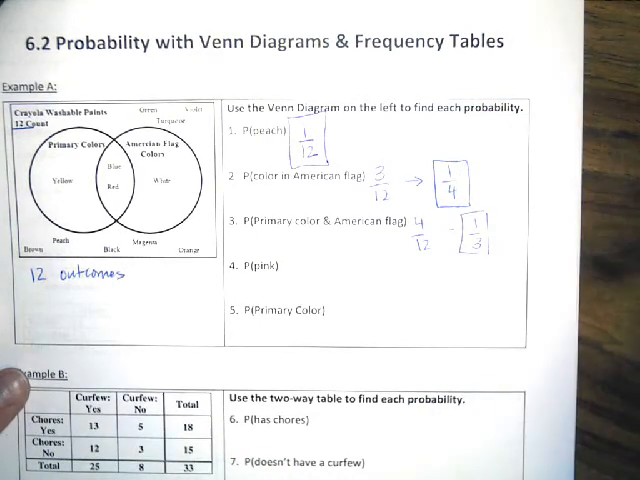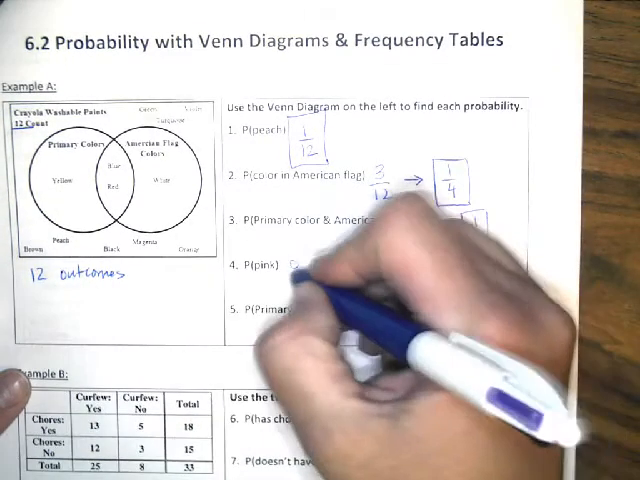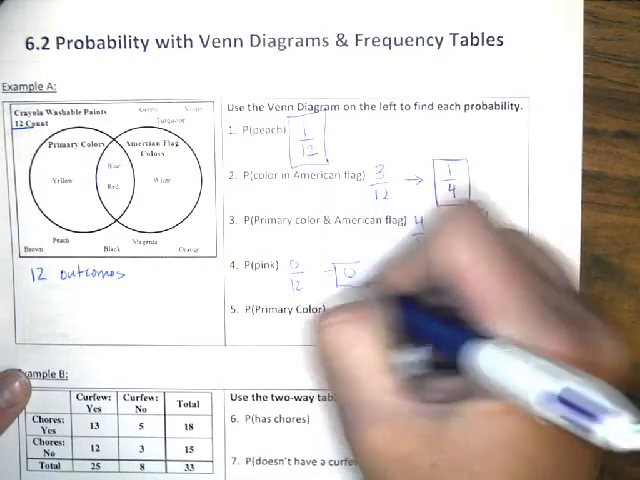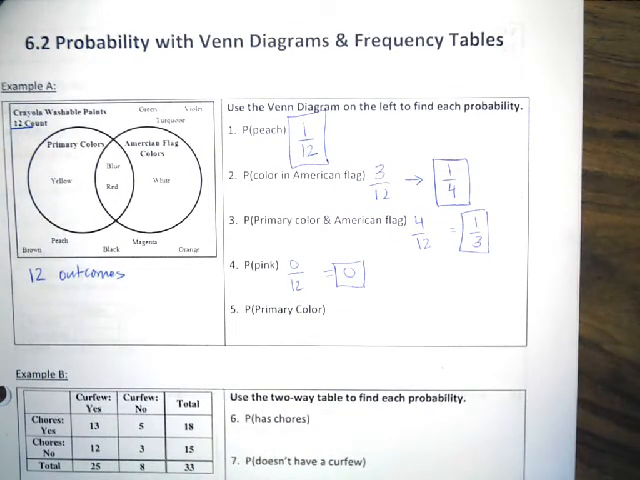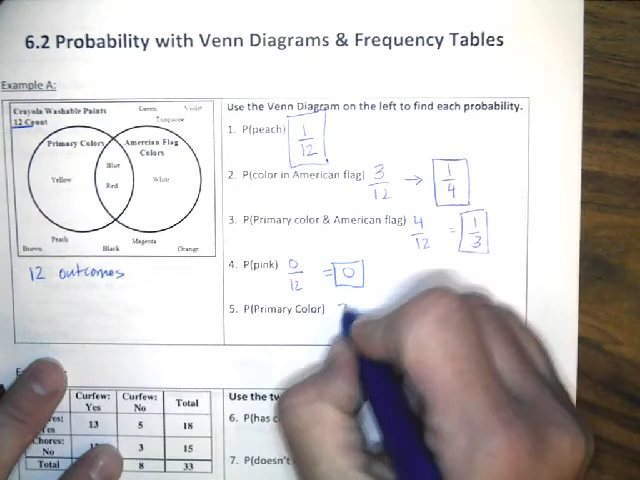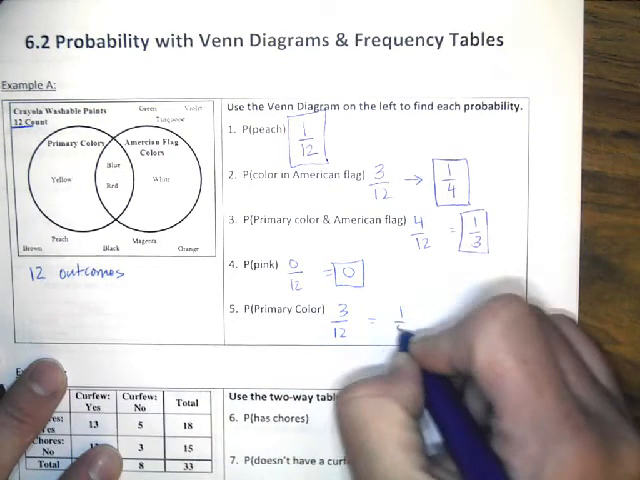Probability that it's pink, well, we don't have one that says pink, so 0 out of 12, which is a 0 probability. And the probability that it's a primary color, well, there are three primary colors, so 3 out of the 12 would give us 1/4.